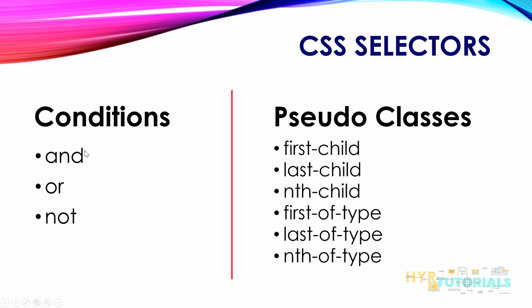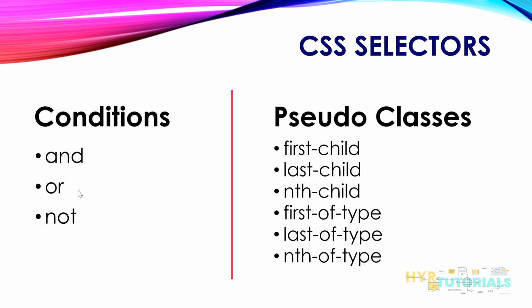Coming to the conditions, we have three conditions: and, or, not. These three conditions can be used to find the elements by combining or by eliminating conditions. The first one is and. For example, you are trying to find one element using multiple conditions. Let's say I want to identify one element based on the class name, the type attribute and the value attribute. If these three conditions are matching, then only I want to identify that element. In that case, I can go for the and condition.